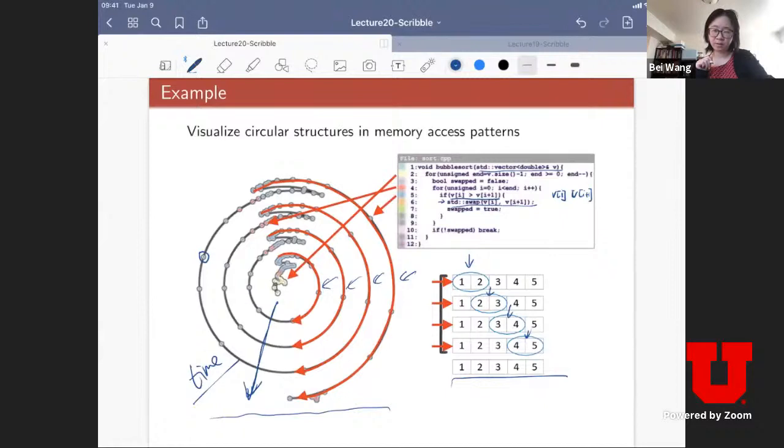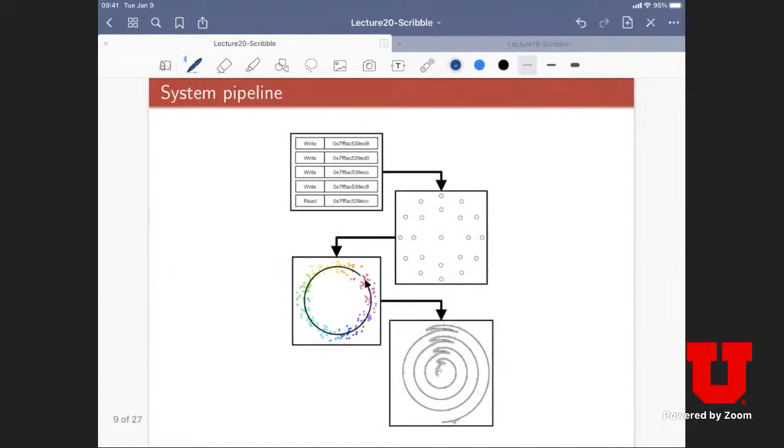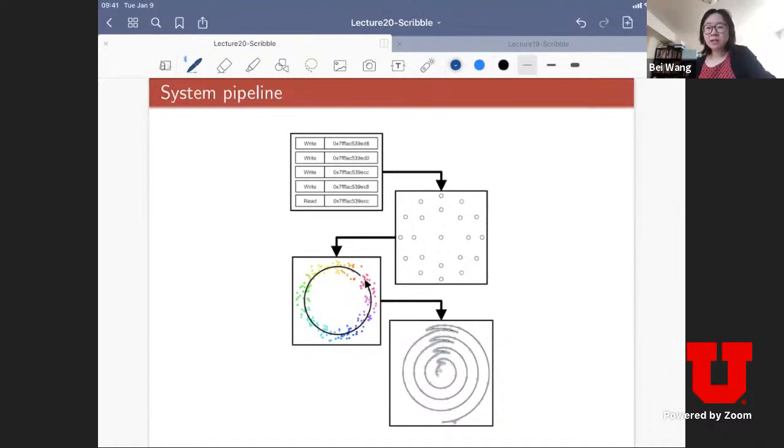You are two slides ahead of me. Okay, so I will explain how you get that right here. Overall pipeline: if you execute this very small code, all you get is write at a memory address, read at a memory address. So your memory reference trace is a linear sequence of memory addresses, read and write. For the time being, I'm going to ignore whether it's a read or write operation, though of course you can do more detailed analysis. I only focus on which memory I'm accessing as my program is executing.